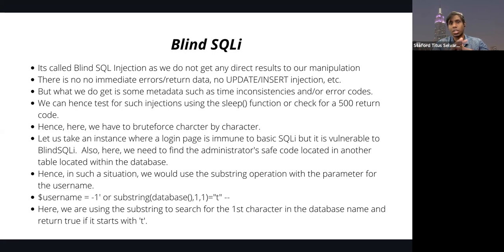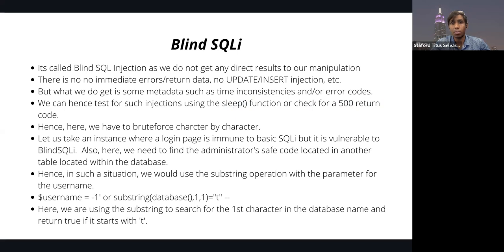But in blind SQL injection, we won't get any clear indication that there's SQL injection there. So the only ways we can find and understand that there is a blind SQL injection vulnerability on that page is by using time inconsistencies or error codes from the web page, right? For time inconsistency, we can manipulate that by using the sleep function that's shown over here, or we could check for maybe a 500 return code, or a 302 return code or something.